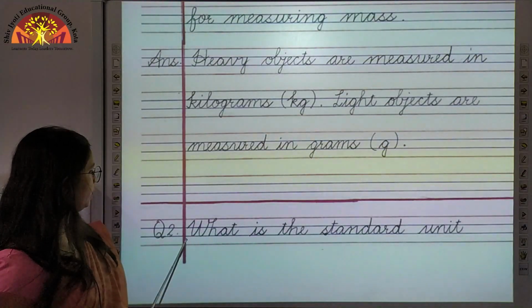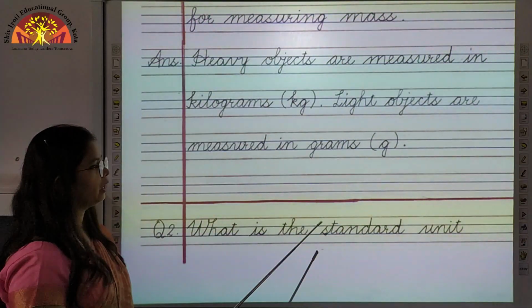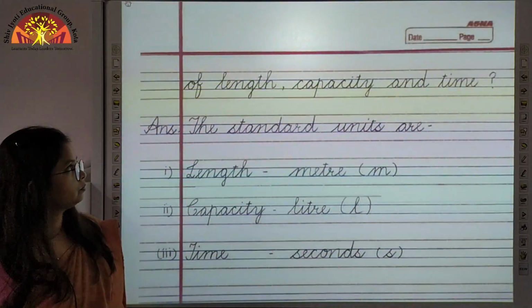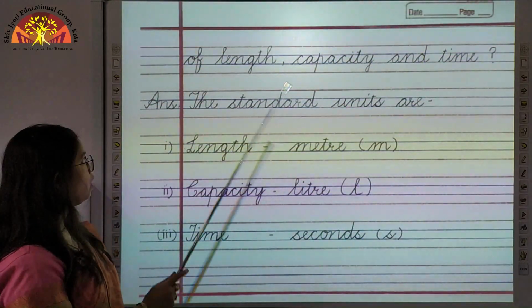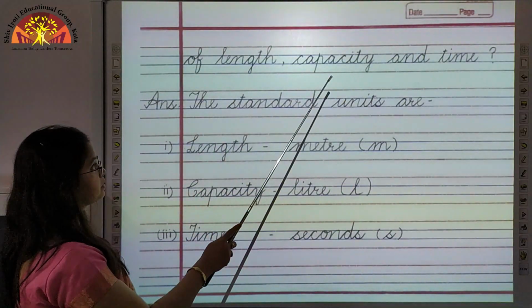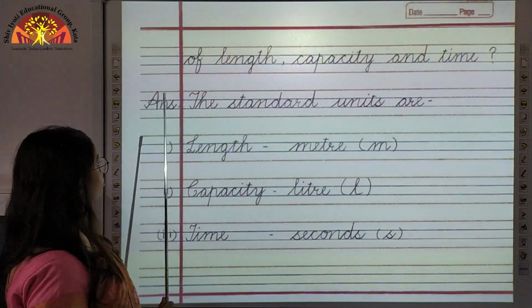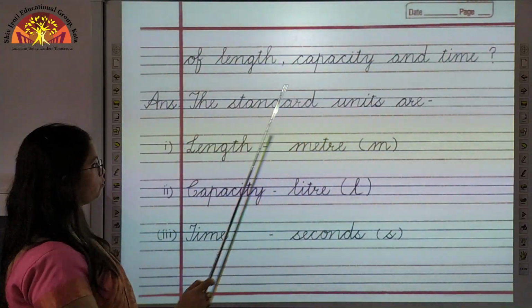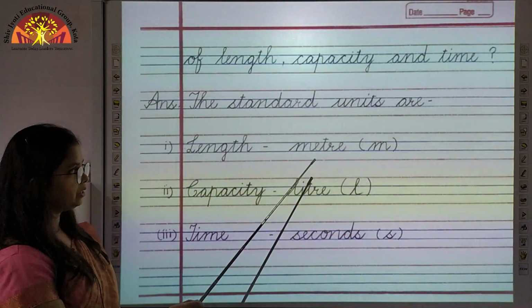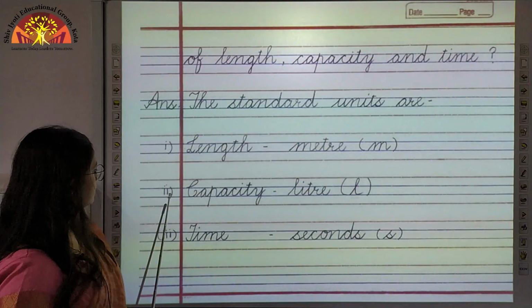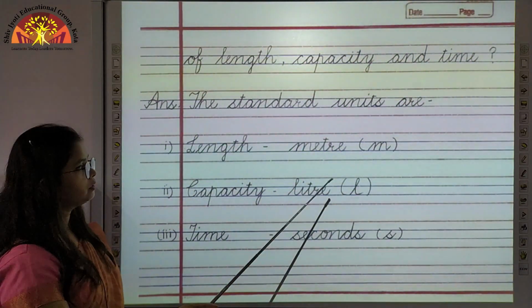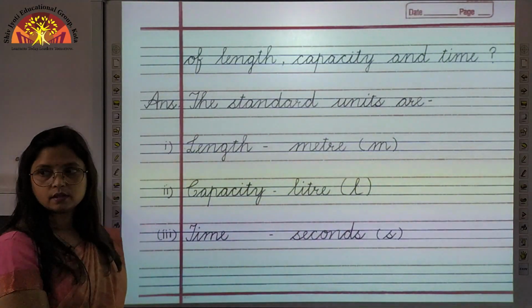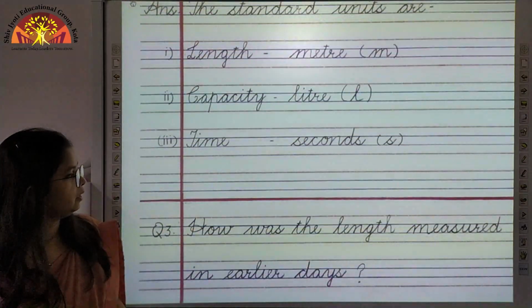Question number 2 here is, what is the standard unit of length, capacity and time? So answer to this question is, the standard units are, first is length, meter, small m, second is capacity, liter, small l, third is time, seconds, small s. Now let us move to question number 3.